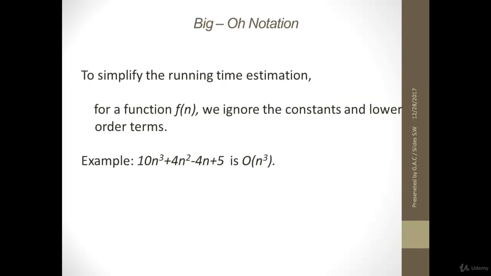Here's an example of big O notation. To simplify the running time estimation for a function f(n), we ignore the constants and lower order terms. So in this example, 10n cubed plus 4n squared minus 4n plus 5 is O(n cubed). We ignore the constants and lower order terms.